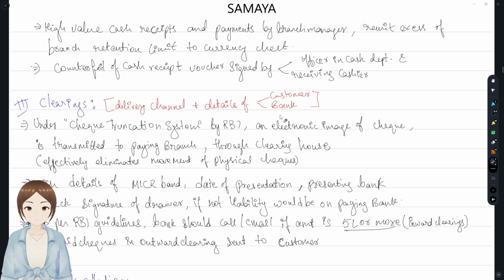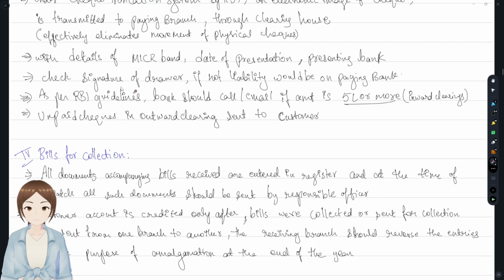And what should it consist of? We have to write the details of the customer and the bank in that e-check, with details of the MICR, bank, date of presentation and presenting bank. Check the signature of the drawer. If not, the liability would be on the paying bank. If the paying bank does not verify the proper signature of the drawer, the liability would shift to the paying bank itself.